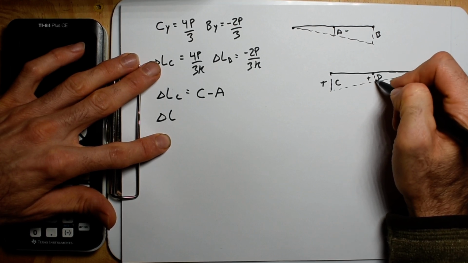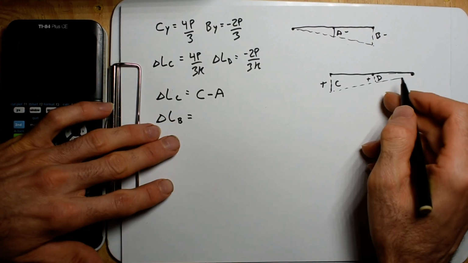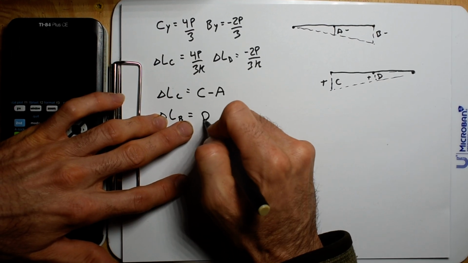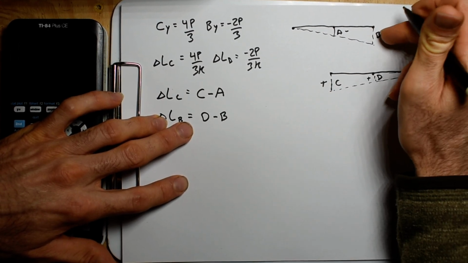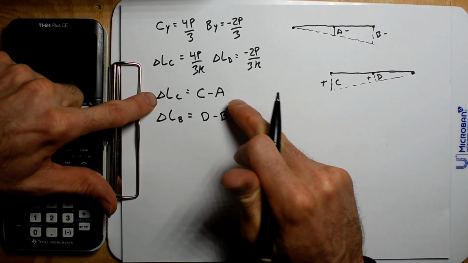This one increases in length. This one shortens the spring. So the change in length of spring B will be D minus B. And you can see that this one is bigger than that one. So it looks like spring B is going to shorten. This one's going to lengthen.